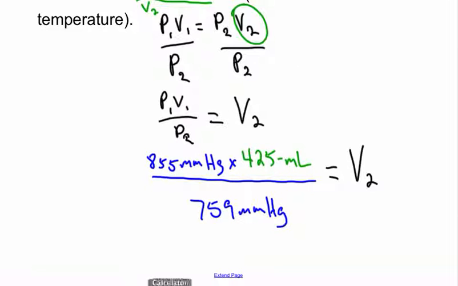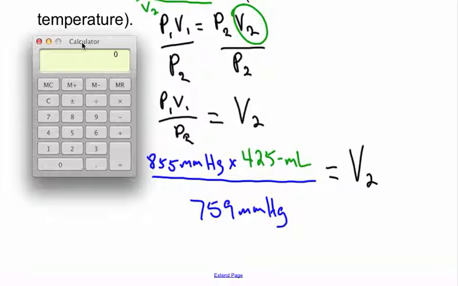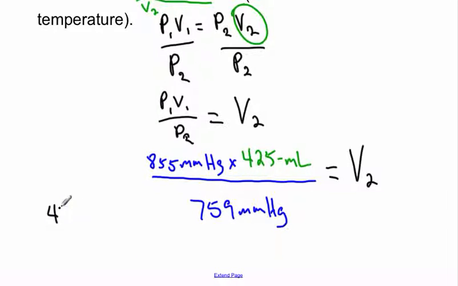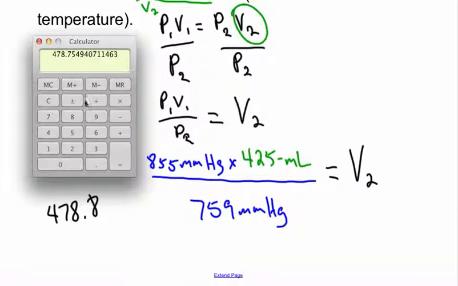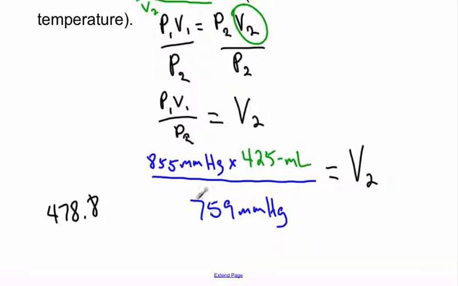So let's bring up the calculator here. So I'm going to go 855 times 425, and then I'm going to divide that by 759. And I get 478.8. I'll round it to one decimal place. So 478.8. Right? Yep. So 5's after 7, so I'll round up to 0.8. Now the units, what units do I have? Well, I'm going to go back to my equation here. Millimeters of mercury cancels out with millimeters of mercury, and my unit should be milliliters.